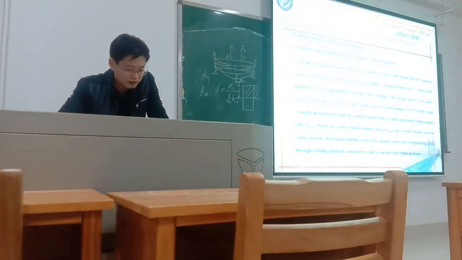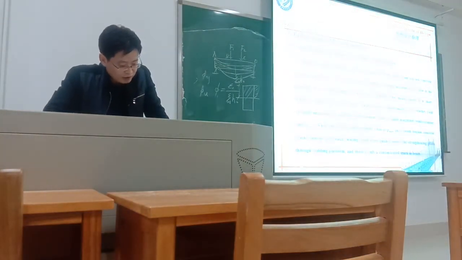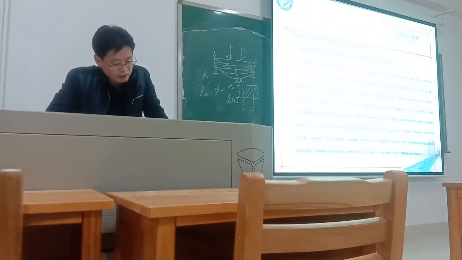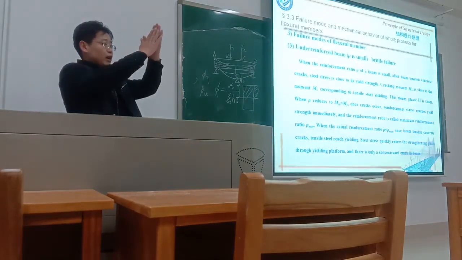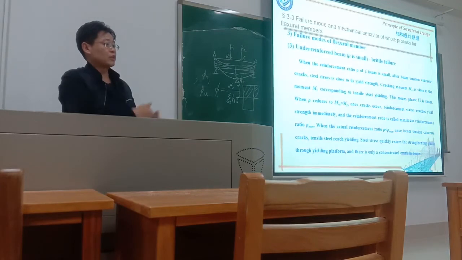So for this under reinforcement beam, when the actual reinforcement ratio is smaller than this rho min, once the beam cracks, the concrete tensile strength reaches the yielding strength, and then the steel stress quickly enters the strengthening phase through the yielding platform, and there's only one concentrated crack in the beam. So only one crack, very light crack, and it just falls down.